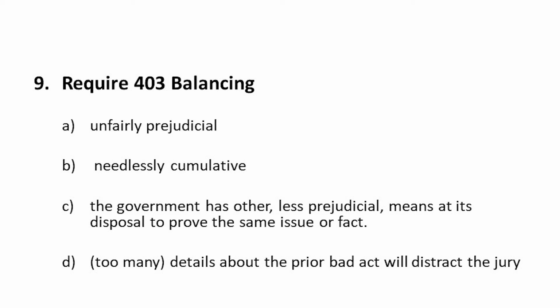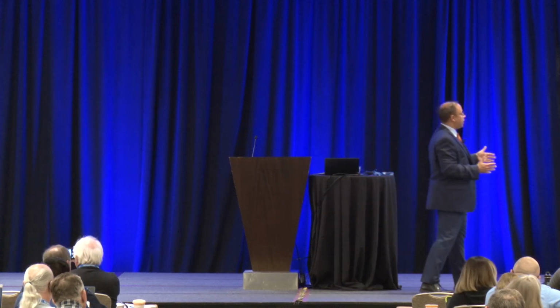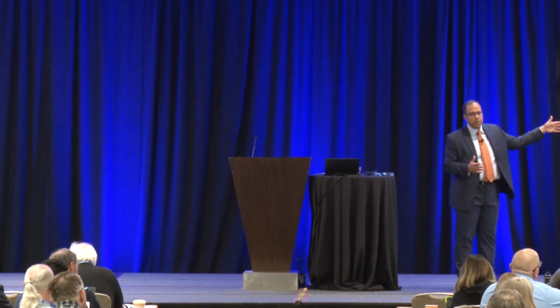All right. The other part of this that's fun is this idea of needlessly cumulative, right? There's a 403 balance, which, the way it's written, sounds weird. It's like, look, Judge, I think the case as it is is really bad. We don't need any more. It's needlessly cumulative. But the idea is, if they have enough on identity, do they really need the 404(b)? If they got a witness that comes in and points to your client, do they really need the 404(b)? The answer is no. That's your answer anyway. Object to it. It's needlessly cumulative. They have other, less prejudicial means, right?